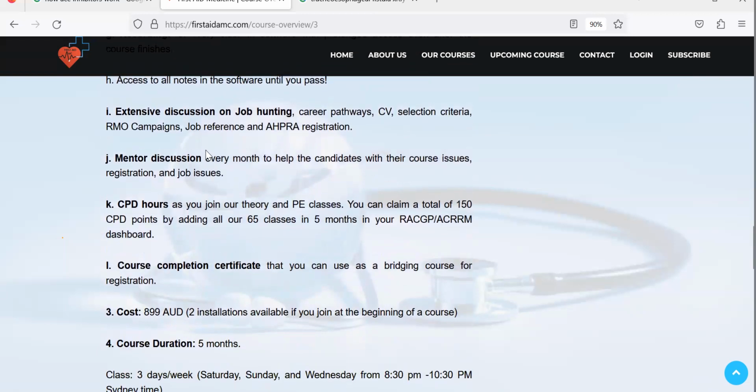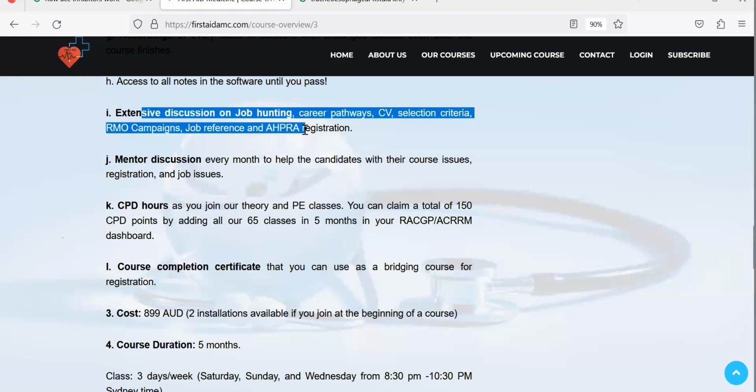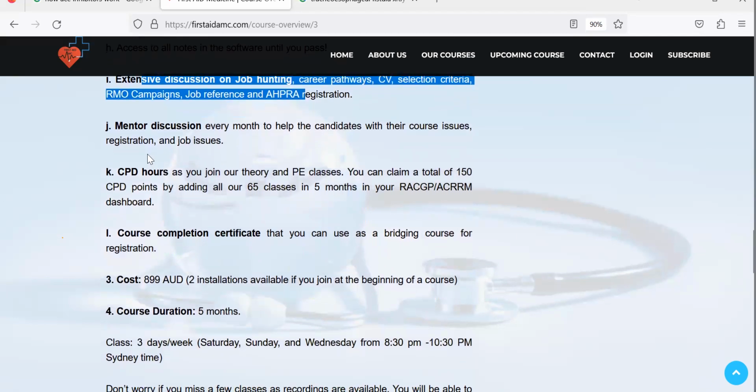Notes will be there. And there is an important session coming up on this 28th of October, just in a few days, on job hunting, registration, everything. So there is a career guideline session coming up. Make sure you join it.